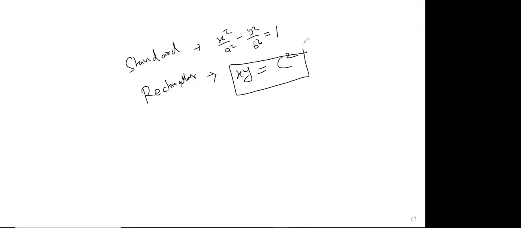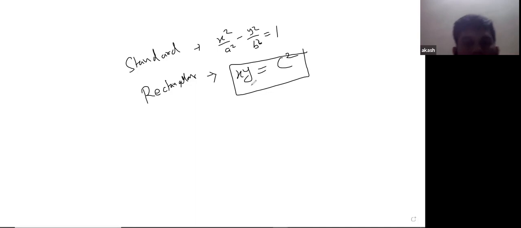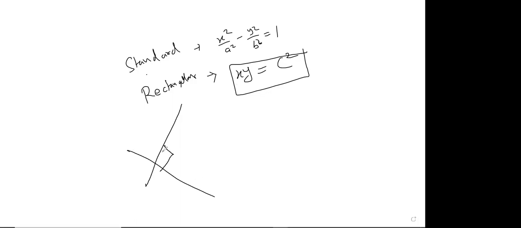What's the difference? See, in a standard hyperbola, there is no specific condition on the asymptotes. But in a rectangular hyperbola, the asymptotes make a right angle. They are perpendicular to each other.